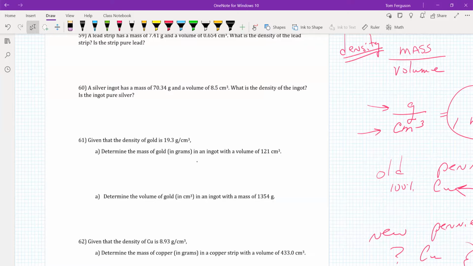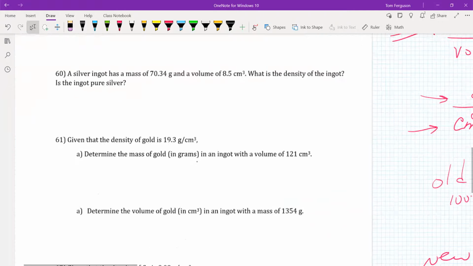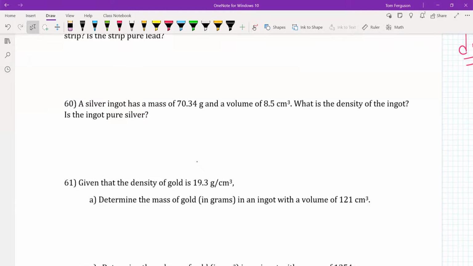So it says, let's look at problem 60 here. Okay. A silver ingot has a mass of so many grams and a volume of so many cubic centimeters or milliliters. Excuse me. What's the density of the ingot? Well, we have the mass in grams. We have the volume in milliliters. So that's 34 grams over 8.5 milliliters. Okay. Divide the volume into the mass, gives us grams per 1 milliliter.